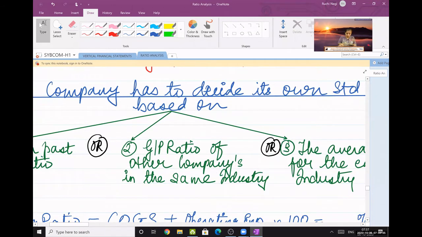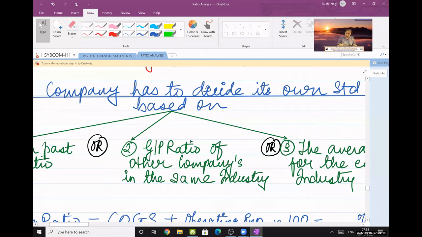That's your standard, or GP ratio of other companies in the same industry. Okay, same industry means if I'm manufacturing a pen, I have to compare my GP ratio with other manufacturers who are also producing pen. I cannot compare my GP ratio with people who are manufacturing, say, shoes, accessories, computers, TVs, and all. I cannot compare with them. If I have to compare my GP ratio, I have to compare with other companies who are into the same industry, matlab into the same line of business.